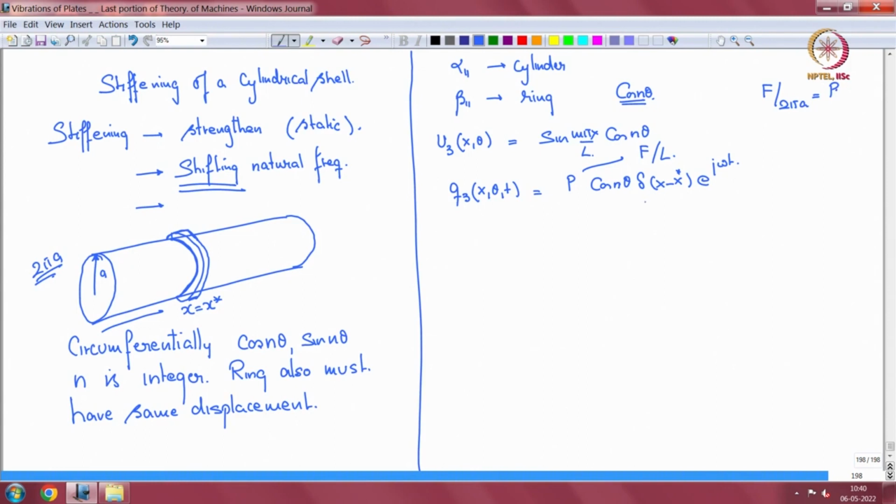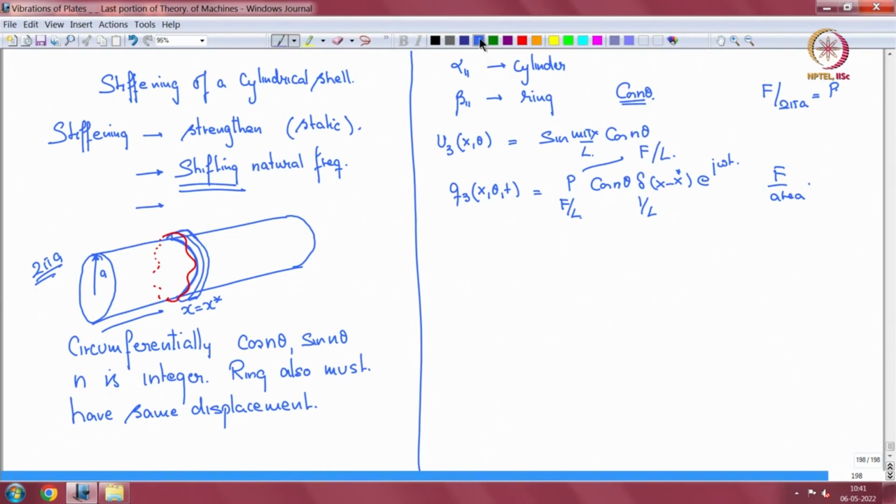Then the delta gives one more 1 by length, and this is force per length. So, the total force unit is force per unit area, and this describes a force applied at x equal to x star, and circumferentially it is a cosine n theta.